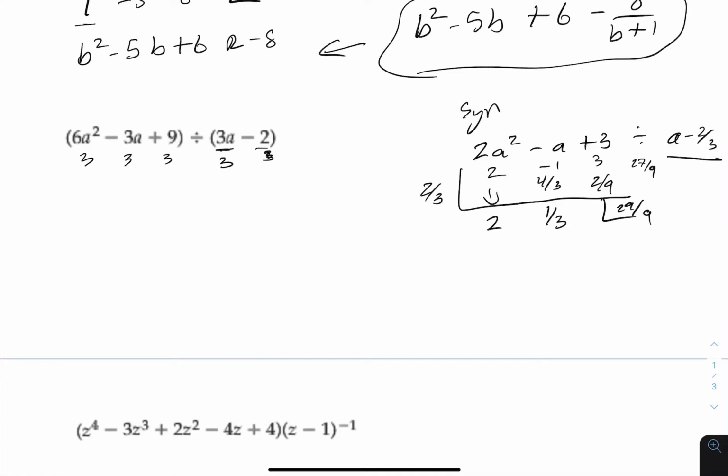Did I mess up anything? 2, negative 1, 3. Negative 2/3. Yeah, no, that's it. Just disgusting. So you get 2a plus 1/3 with a remainder of 29 over 9. And then if you want to get rid of that, that's just ugly.